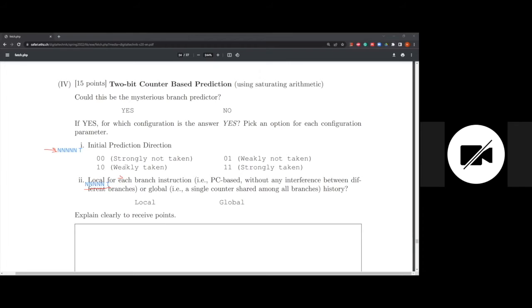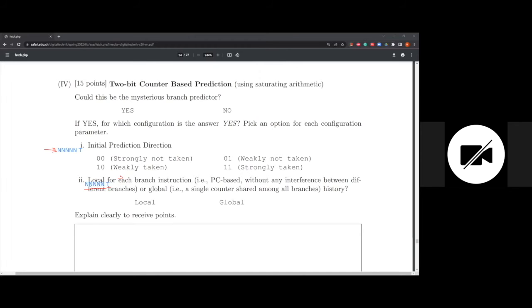Then, depending on whether the actual outcome of future branches is taken or not taken, we'll keep incrementing or decrementing the counter and making predictions based on the current value of the 2-bit counter-based branch predictor.